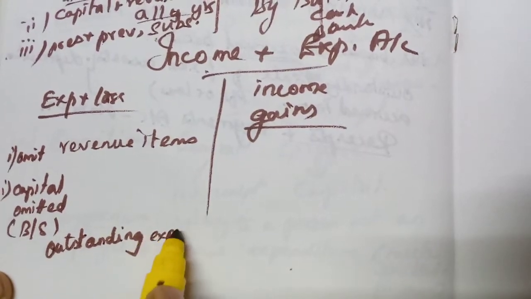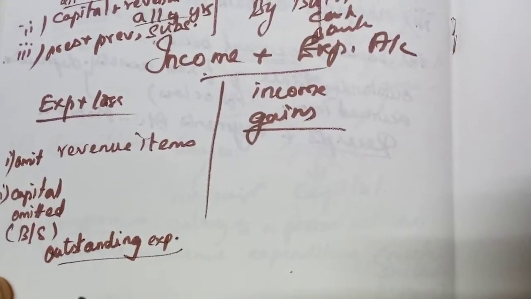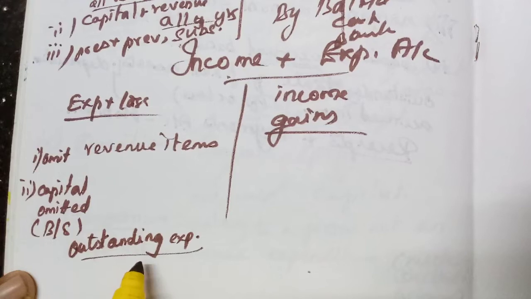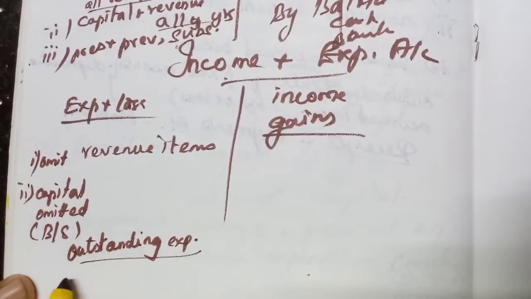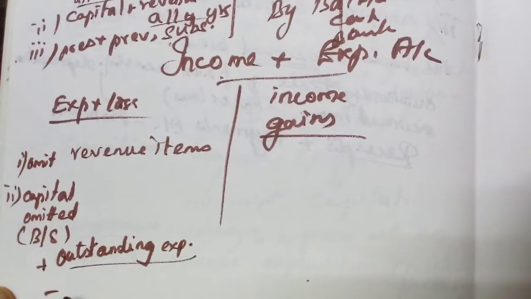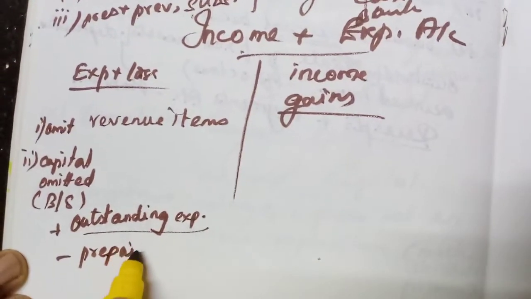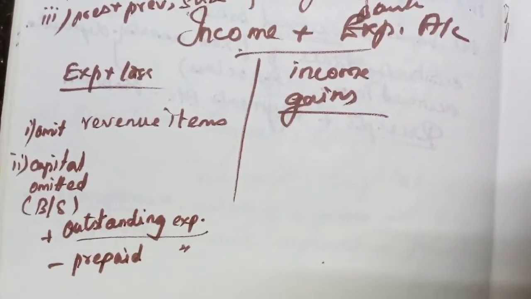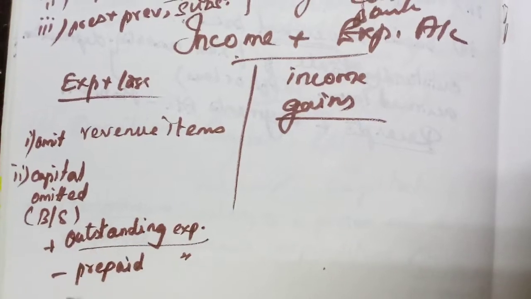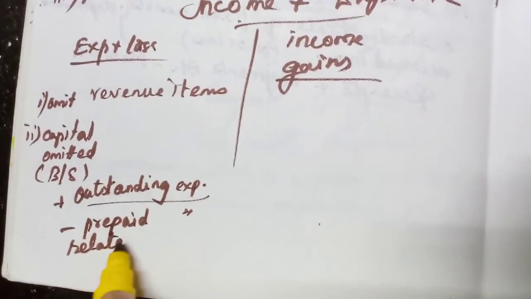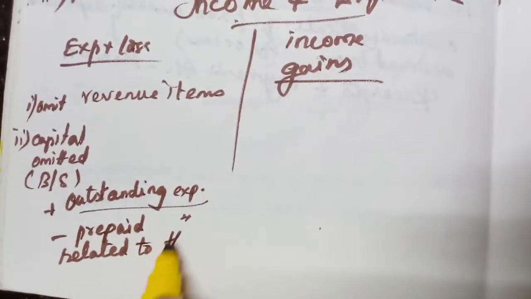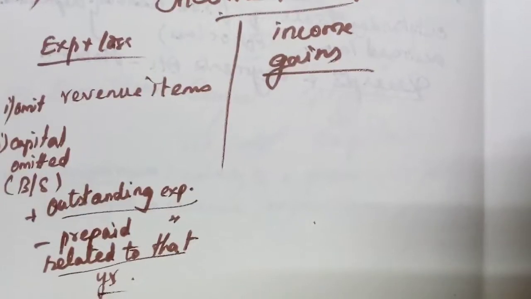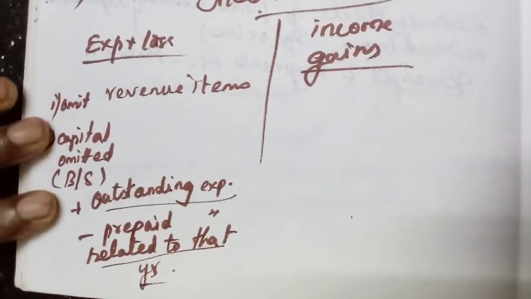If there are outstanding expenses remaining of 1,000, that should be added along with that particular expenditure. Or if prepaid expenditure is included in the actual payment, then we should deduct that prepaid expenditure. So we have to make adjustments regarding the prepaid and outstanding. That means only the expenditure pertaining to that particular year should be entered, but not the previous year's expenditure or the next year's expenditure.